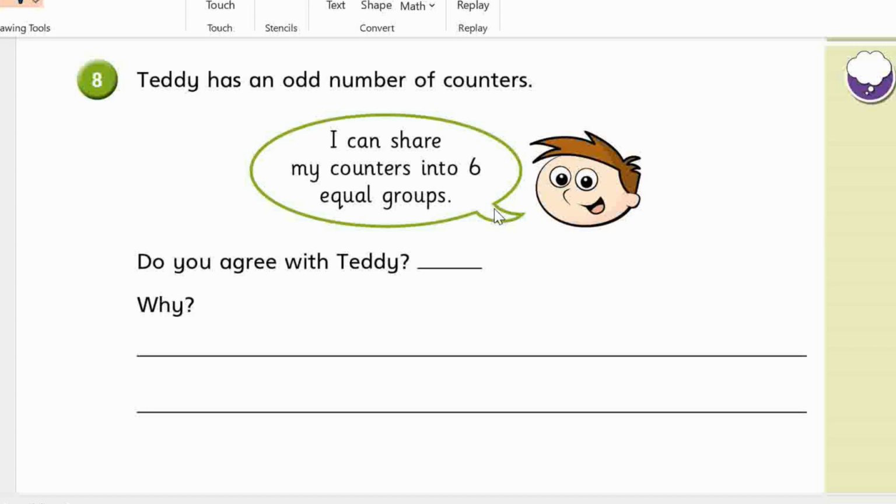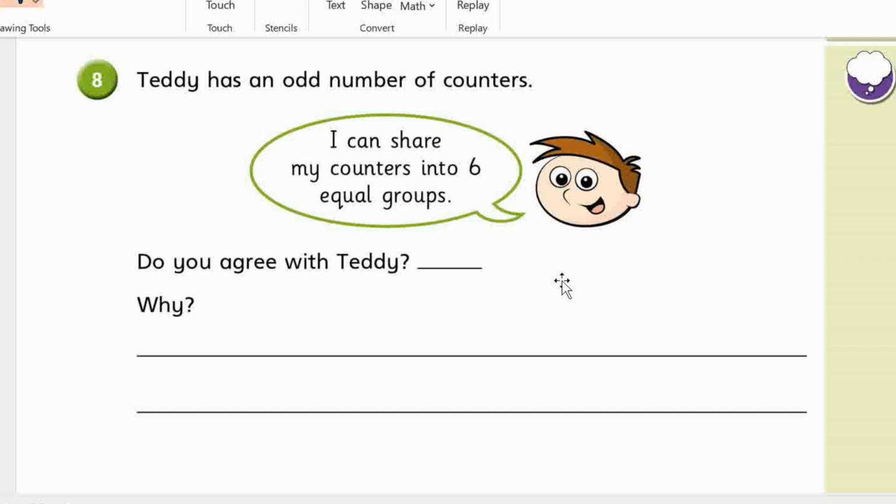Teddy has an odd number of counters. I can share my counters into 6 equal groups. Do you agree with Teddy? So you all know what odd numbers are. He's saying he can divide his number by 6. Now, all the numbers that can be divided by 6 are in the 6 times table, aren't they? So basically, we need to go through the 6 times table and see if any of the numbers are odd.